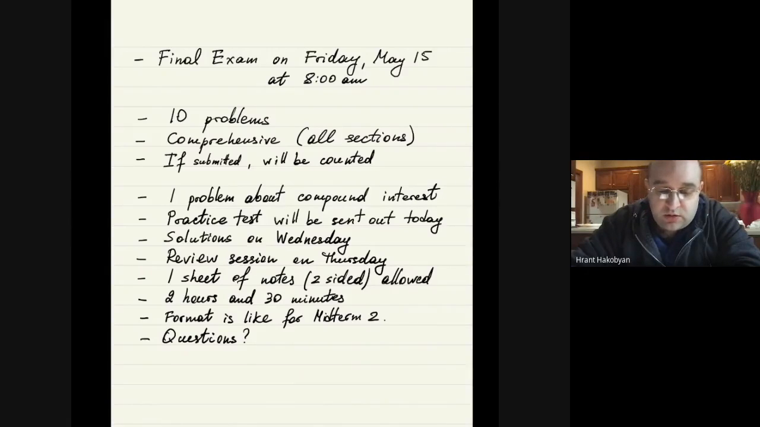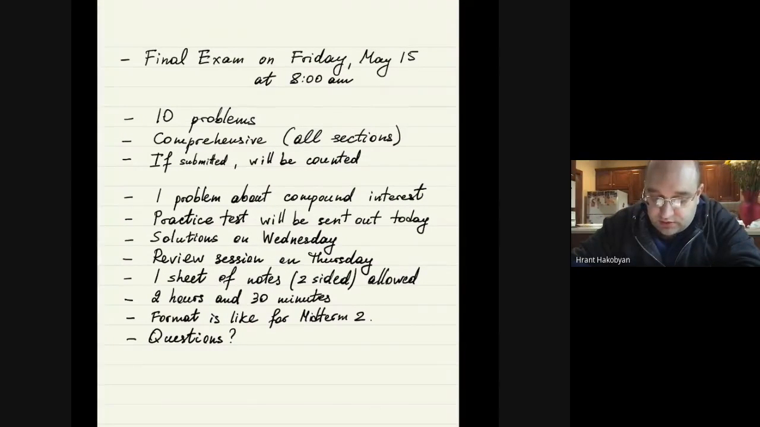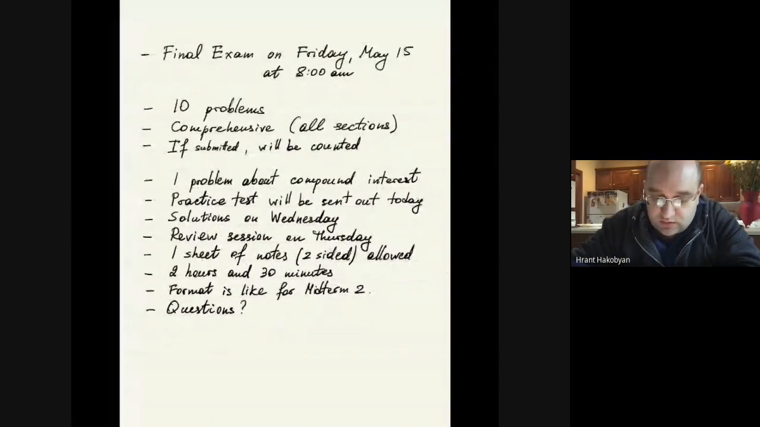Regarding the final, the final will be on Friday, May 15th. It will be at 8 o'clock in the morning, your time. It will be approximately 2 hours and 30 minutes. And it would be a very similar format to midterm 2, meaning that you have to turn on your cameras and solve, and then send me the pictures of your final.